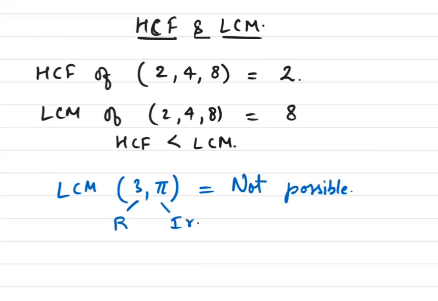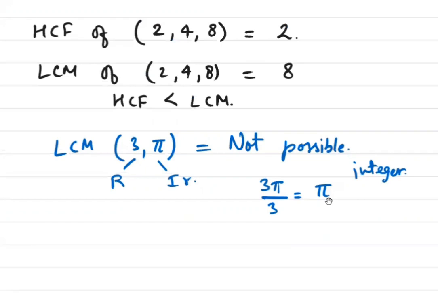Let's say you take the product, 3 into pi, that is 3 pi. If I divide the LCM by the individual numbers, 3 pi divided by 3 gives you an irrational number. But what is the actual concept of LCM? When we divide the LCM of two numbers by the individual numbers, the answer should be an integer. What we see here is that when we divide the LCM by the individual numbers, we get an irrational number. That is the reason it is not possible.